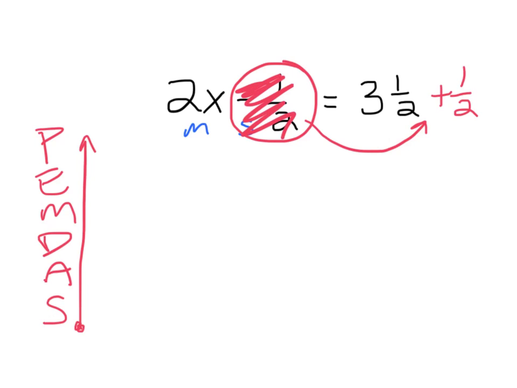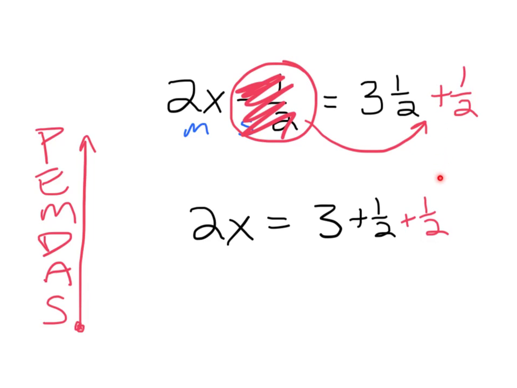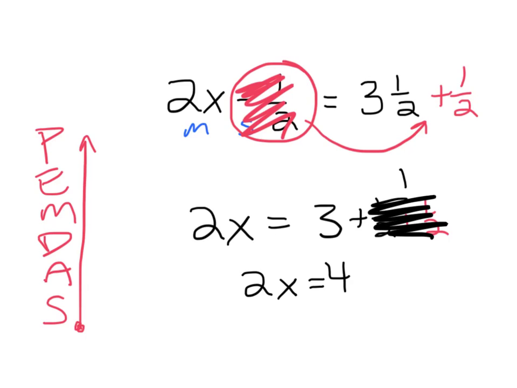And that's gone. Left over on the left side is 2x. Then I have equals. And now I have 3 1/2 plus half. Well, 3 1/2 is 3 plus 1/2. And then I've got my plus 1/2 from right here. Well, now let's just break that down. 1/2 plus 1/2 is 1. 3 plus 1 is all that says. And that's something we can do. That's 4. 2x equals 4.